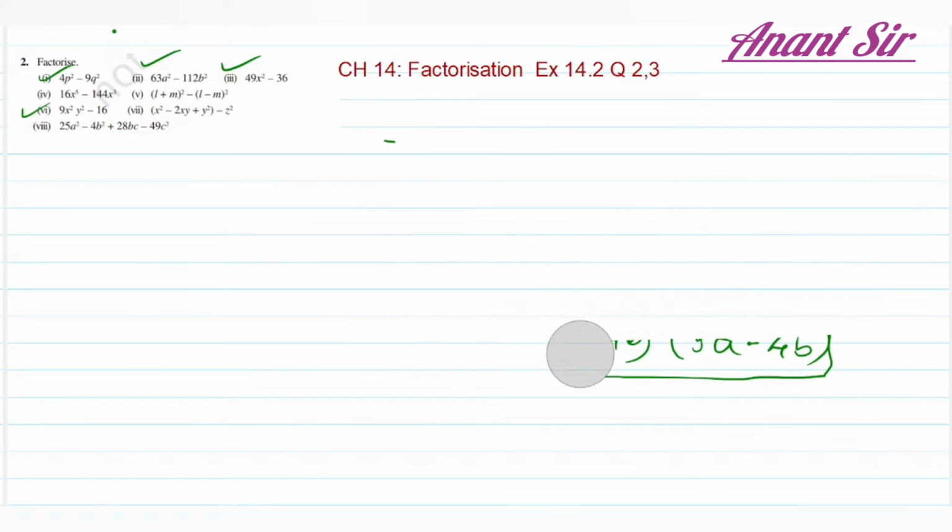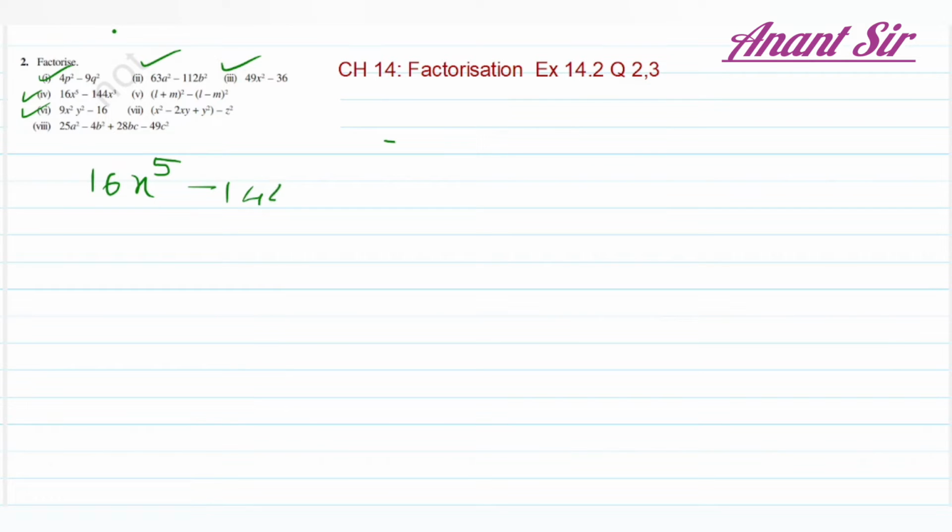So now we have solved questions 1, 2, 3 and 7. So we will be solving question 4 now. Okay, question number 4: 16x raised to 5 minus 144x raised to 3. Again, you can solve it in different ways. First, you know that 16 is a square, no problem, and 144 is also a square, no problem. But x raised to 5 has power 5, it's not a square. Similarly here it is x raised to 3, it is also not a square.